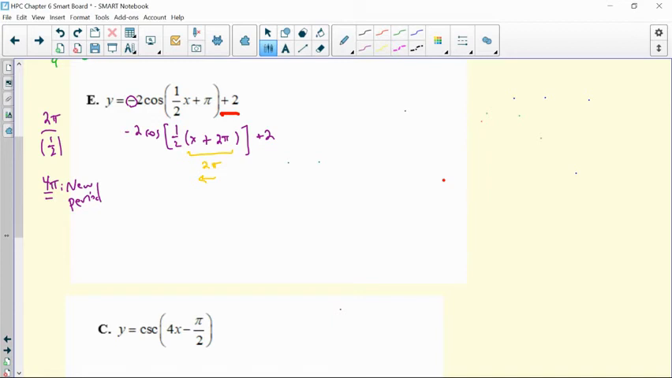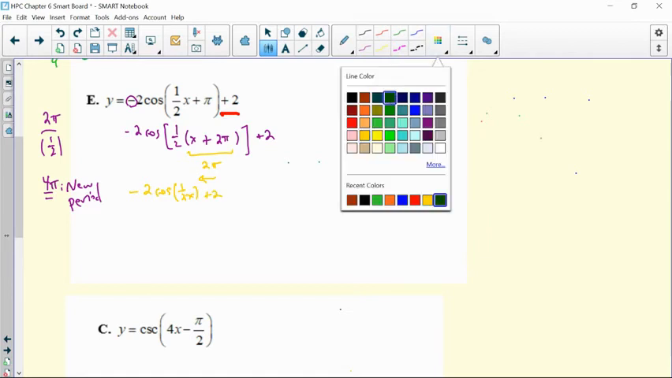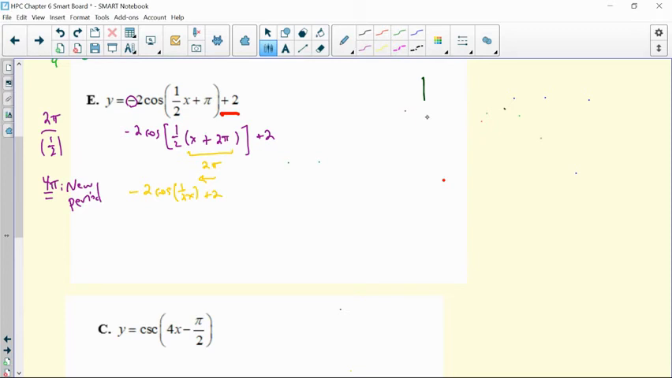But I might want to first concentrate on just the -2 cosine of 1/2 x and then plus 2. Let's just graph that part first. So we'll go ahead and draw our xy axes. Okay, and I know I'm shifting it up 2 units, so I'm going to draw my new line of symmetry up 2 units. I kind of like that. That gives me my new focus. So that's up 2 units.